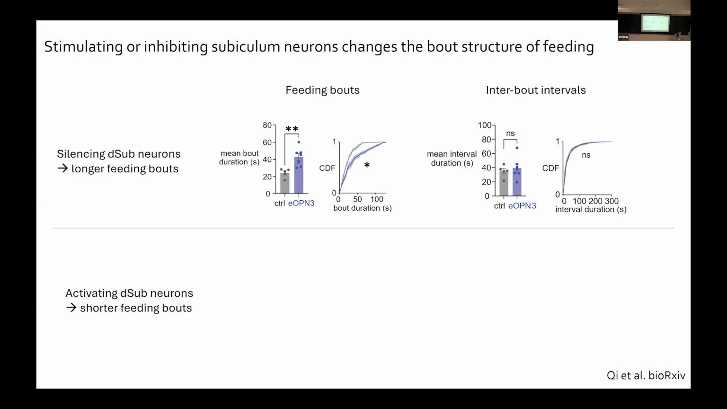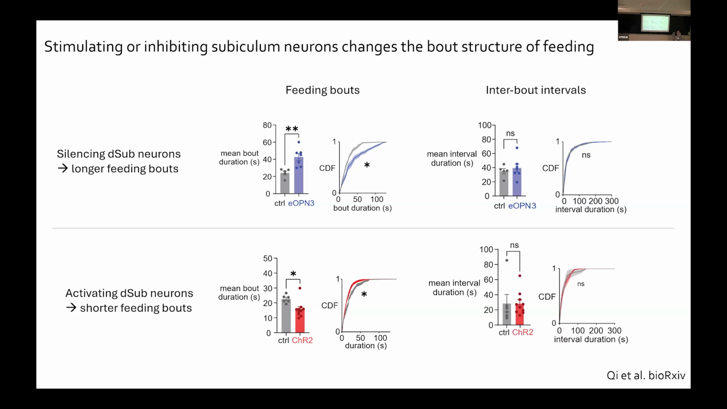And if you activated the projection, you got the opposite. There's a bit of a floor effect here because bouts can only get so short. But if you stimulate this projection, they eat for shorter periods of time before they stop. And there's no real change in the duration of pauses between feeding bouts. So not only does this projection track this toggling between eating and not eating, but you can activate this projection and change the animal's bout switching statistics, which is a weird thing to find in the dorsal subiculum, which previously has just been described in terms of place fields. And Korsakoff syndrome, which is a memory loss associated with a vitamin deficiency. And feeding.